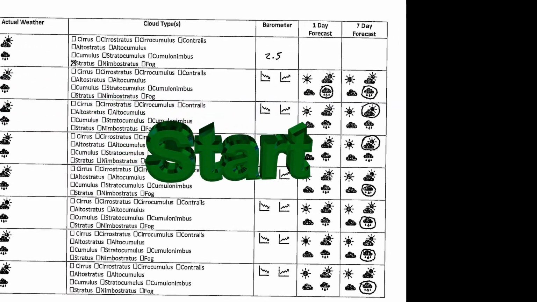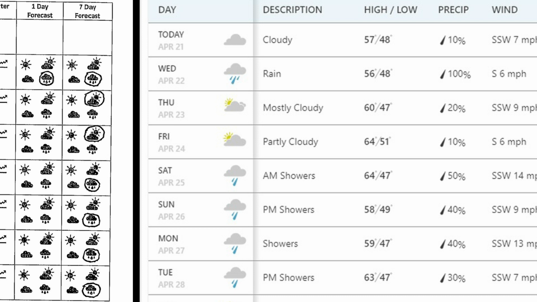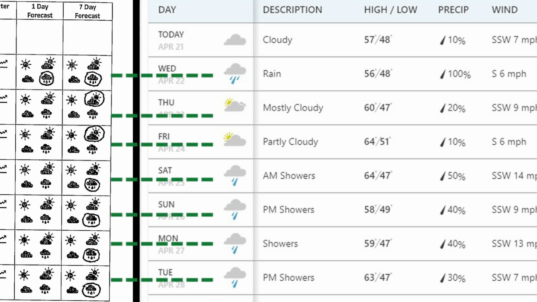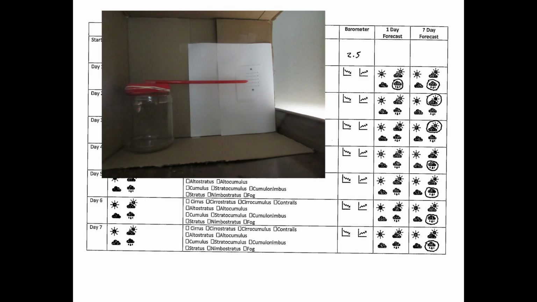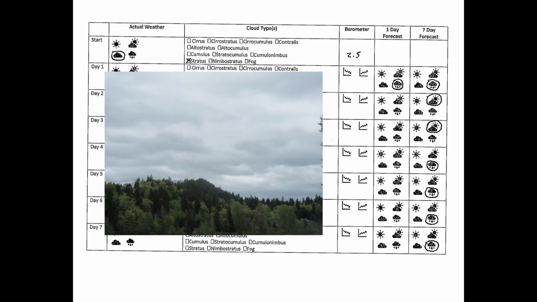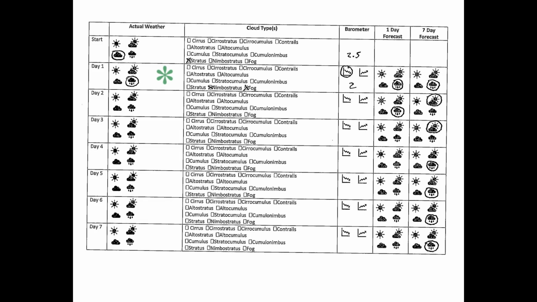So let's get started. Using the 7-day professional forecast, fill out what the professional forecasters are predicting for the next 7 days and for the next 1 day. Now take your initial barometer reading, in my case it's 2.5, and record the actual weather and the cloud type. On day 1, I went out and checked the weather. It was cloudy and rainy. I grabbed my data sheet and began filling it out.